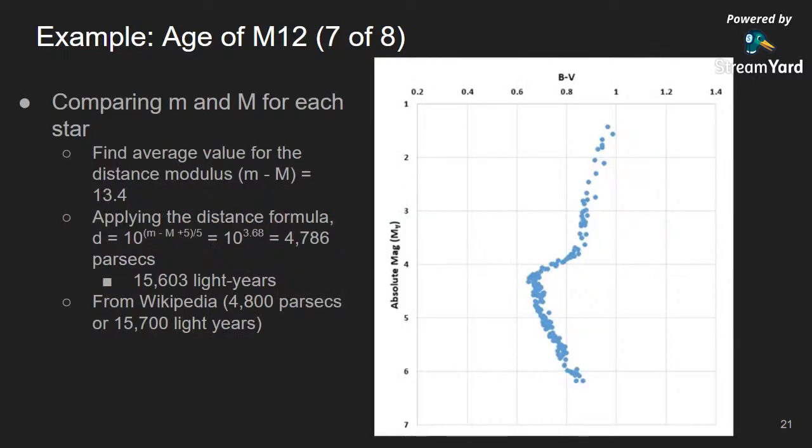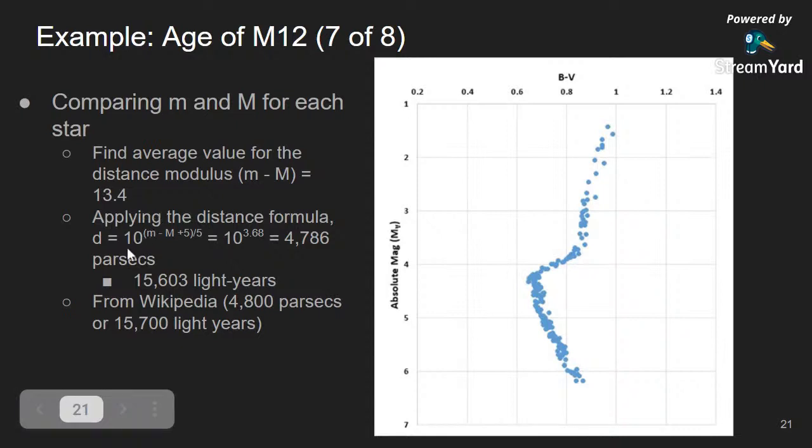The first thing was, even though I'm talking about the age, I wanted to show you how you can actually calculate the distance. If you remember that distance formula, you need to have the distance modulus, so you need both m and M. For this particular diagram, I looked at the point at this elbow here, and between my apparent magnitude and my absolute magnitude, it's about 13.4 units.